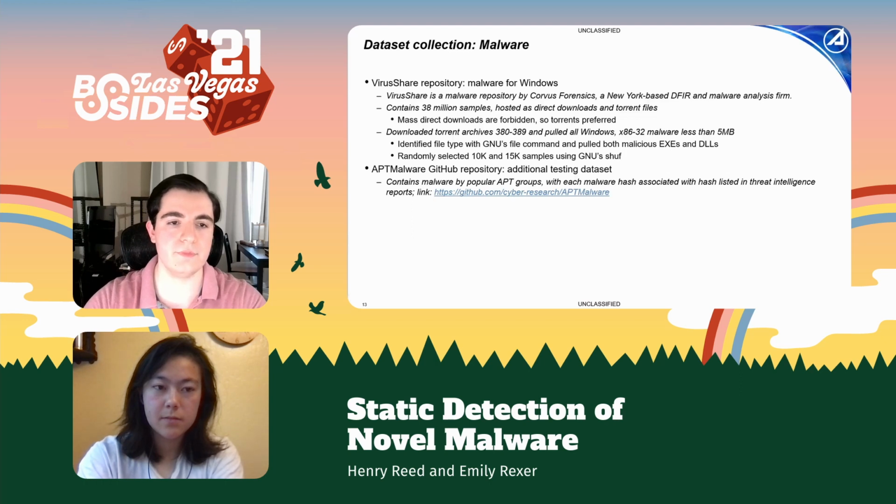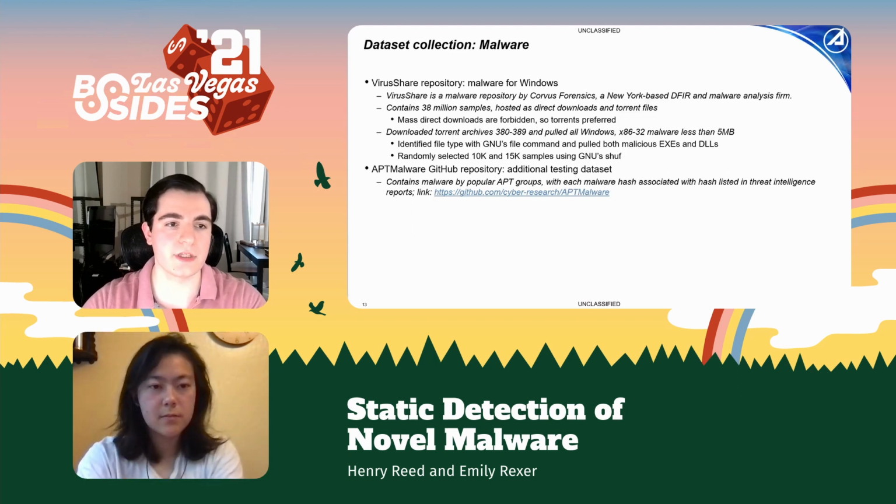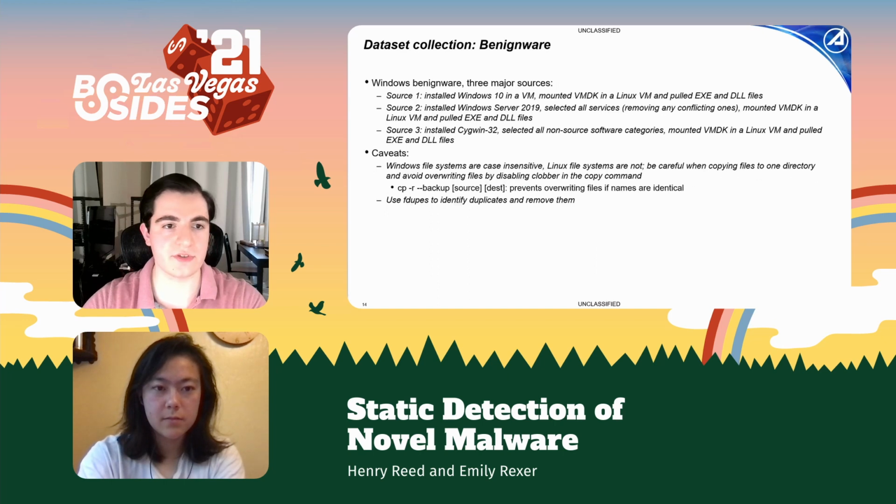For our benign-ware, we collected it from 3 main sources. The first source is Windows 10. We simply installed it in a VM about 6 months back or so, or maybe 9. And then we mounted that virtual disk in a Linux VM, and we pulled the exe and DLL files out. We did the same thing with Windows Server 2019 around the same time, except we selected all the services, removing any conflicting ones, and we mounted that virtual disk and pulled the executables out. Then we installed Cygwin32, and we selected every single program besides source code packages, and then we mounted those in a Linux VM and pulled the files out.